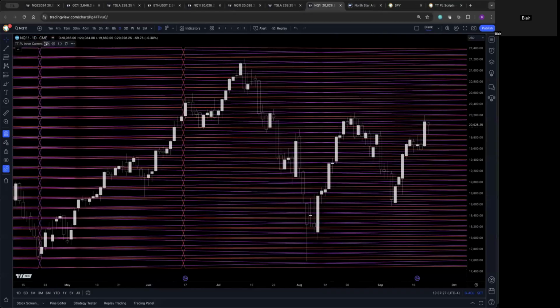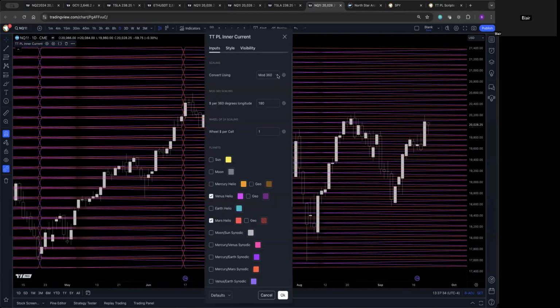So let me just quickly take you through how this works from the top. So we've got inner current here, and by default, we still use the same old, I call it mod 360 conversion method. Okay, so this is where when a planet completes a 360-degree orbit, then we get these vertical lines here as it wraps around, okay?